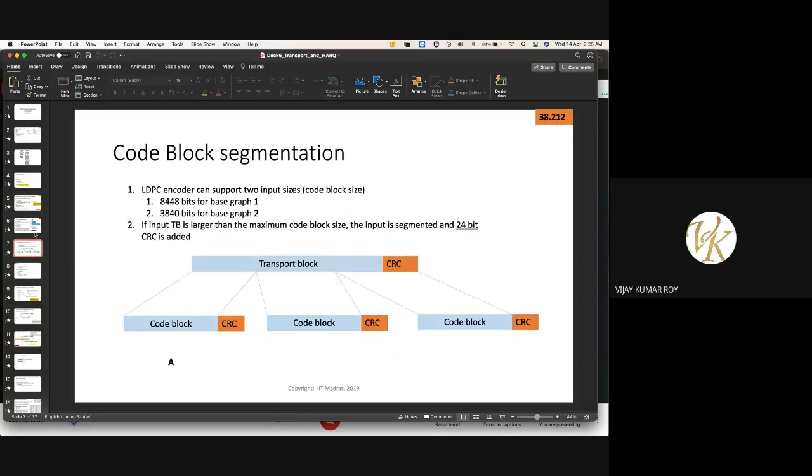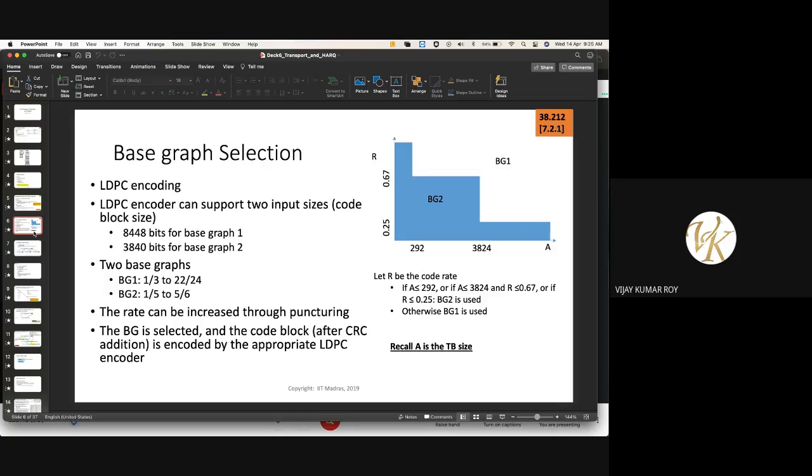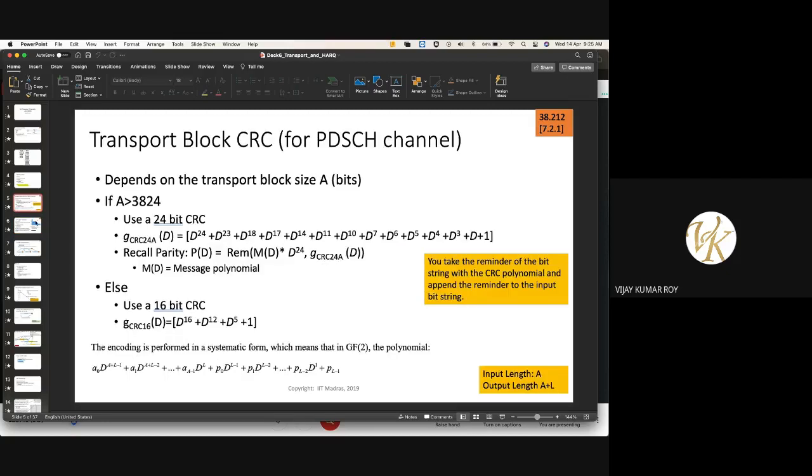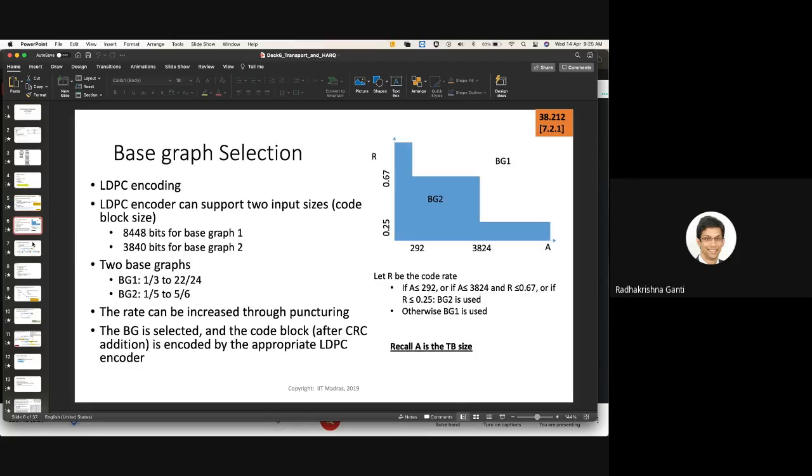Just a simple question. The CRC is scrambled by the RNTI. This CRC is scrambled by RNTI for the different. I think not for this. Not for this. Okay.